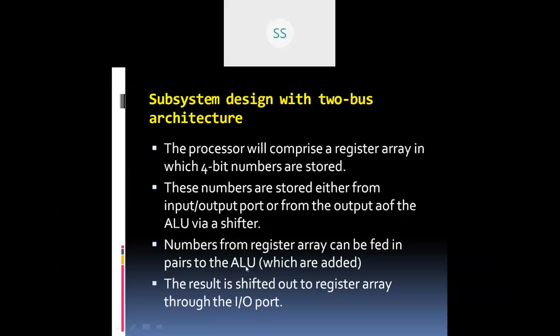For example, consider that two numbers have to be added and both are represented by 4-bit numbers. These numbers are moved from the register array into the ALU in pairs. At a time, both are fed. And after addition or subtraction, the result is shifted out to the register array through the IO port.